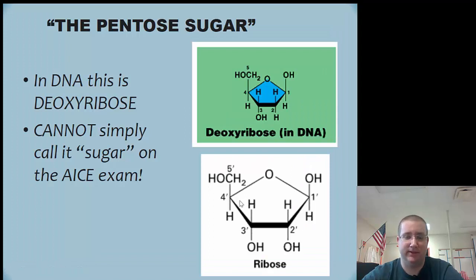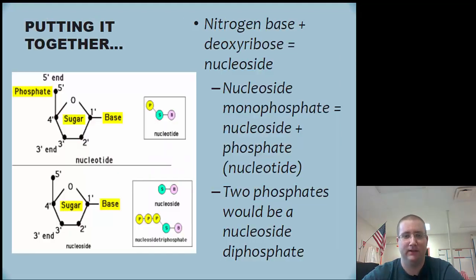And please, when you talk about sugars in terms of the DNA and RNA structure, you cannot just call things sugars. You have to actually say it's a deoxyribose sugar or a ribose sugar. If you just say sugar, that's not specific enough for the AICE exam. So please make sure you use the actual word deoxyribose or ribose, depending on the nucleic acid we're dealing with. Putting it all together, if we just have a nitrogen base and a deoxyribose, we call that a nucleoside. If we add that phosphate group, we call that a nucleotide.